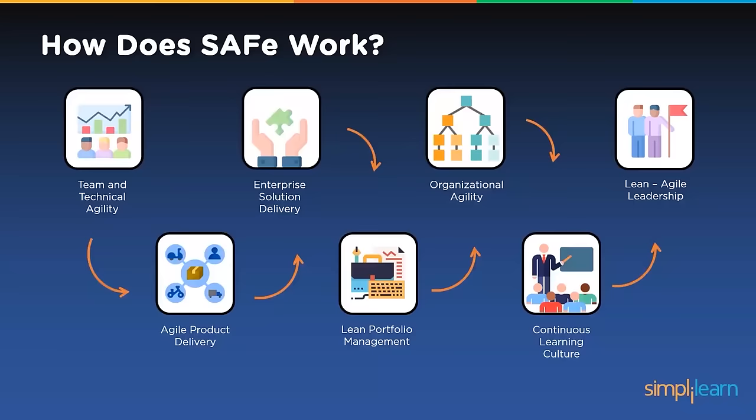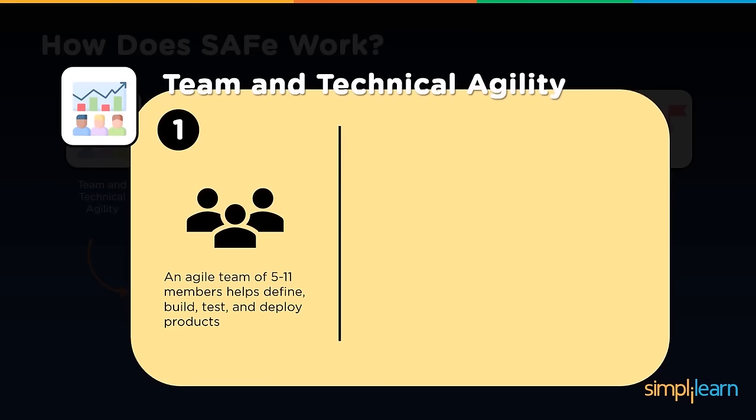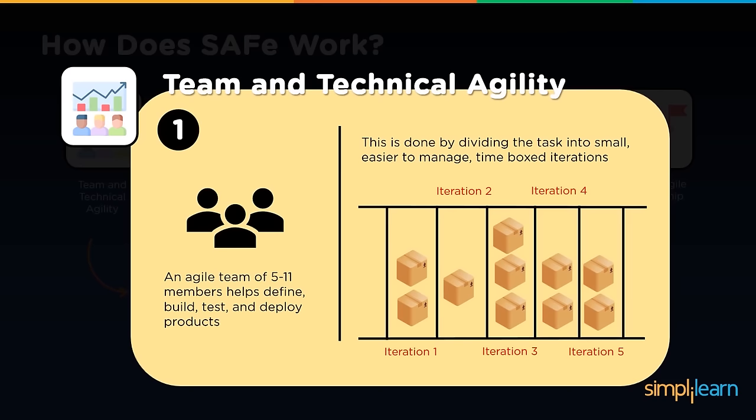Now, how does SAFe work? So SAFe, considering those competencies we looked at, the seven competencies. So let us see what happens in each of the competencies. How does SAFe work using these competencies? So firstly, let us look at team and technical agility, which basically involves an agile team of 5 to 11 members, which helps define, build, test, and deploy products. So this is done by dividing the task into small, easier to manage time-boxed iterations, right?